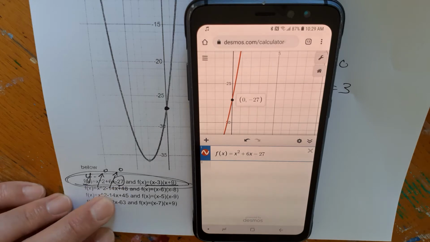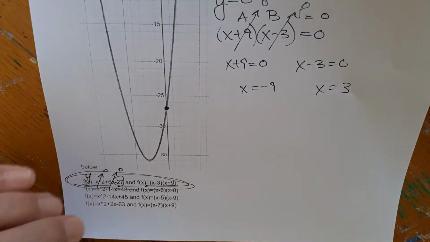So you can go back and graph all these too, and it even tells you that in the instruction to go ahead and graph them. But we're just going to look at the graph and pick out the right equation, and it should go pretty quickly looking at the roots and the y-intercept.